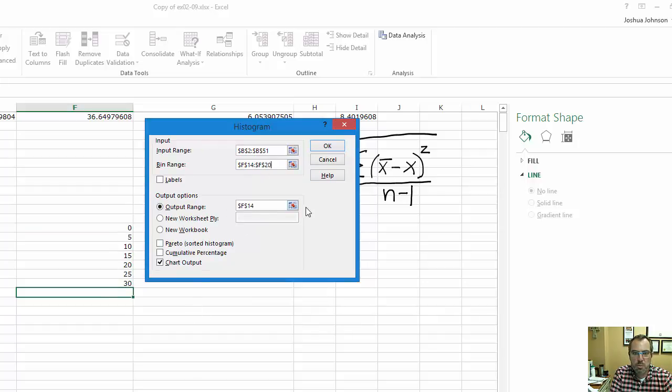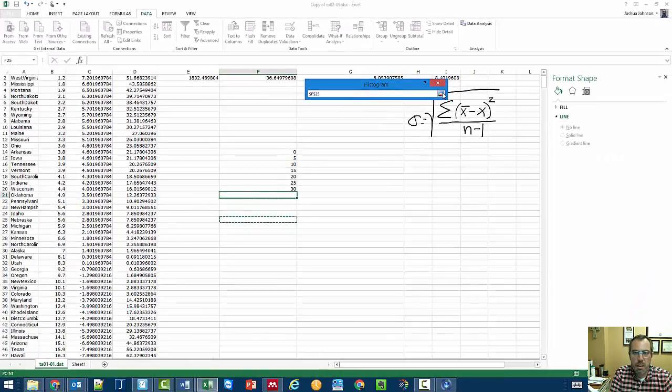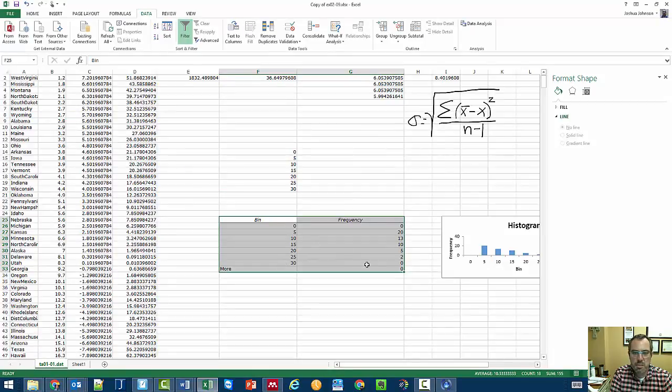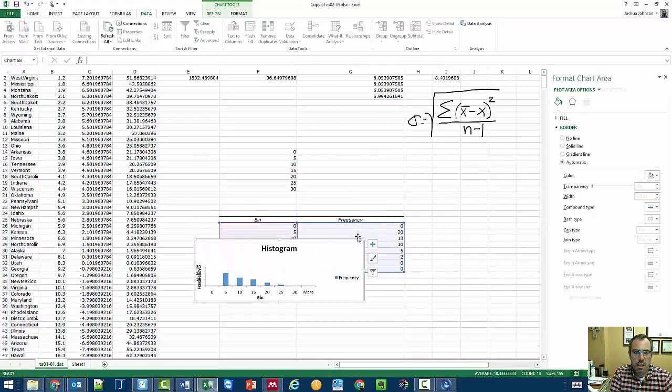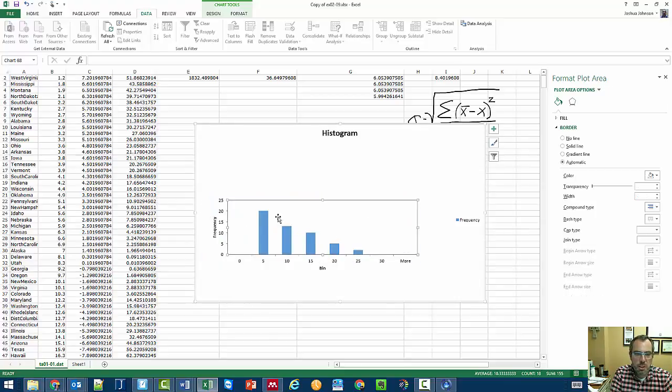I want the output range to be, we're just going to put the graph right here and chart the output and say, okay. So there I've got bins of 0 to 30. It counts up how many are in each one. So that's perfect. And let's grab this chart over here and throw this up a little bit. All right, so here's my chart. This is my data. All right, according to this data, my average is actually inside there.